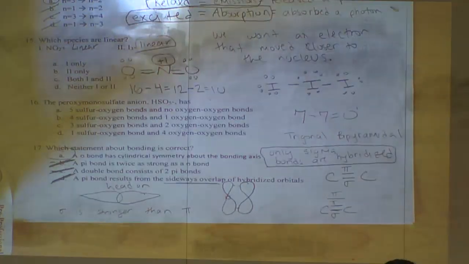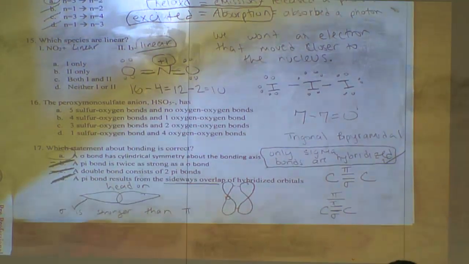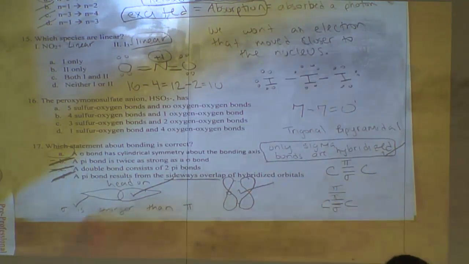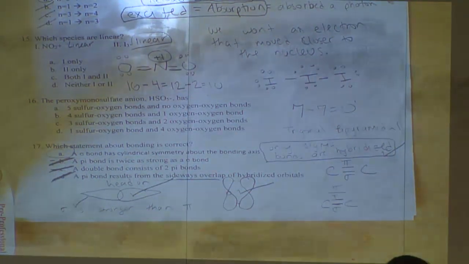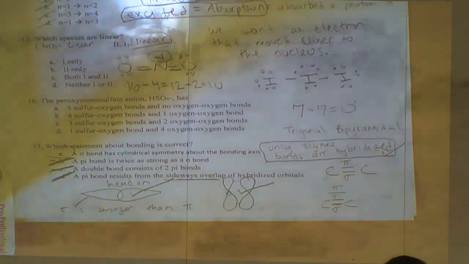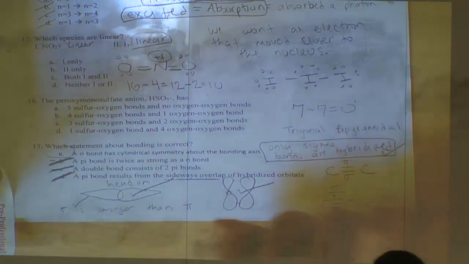So yeah, several things to remember here. Only sigma bonds are hybridized. Sigma is stronger than pi. And then definitely remember head on versus sideways for pi versus sigma. Any questions about any of those concepts there? All right, cool. Cool if I move on to the next page? All right.